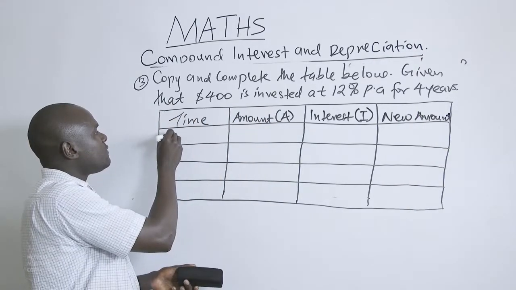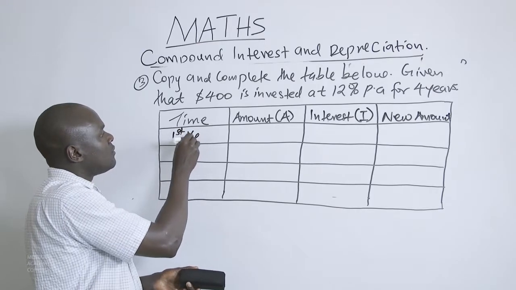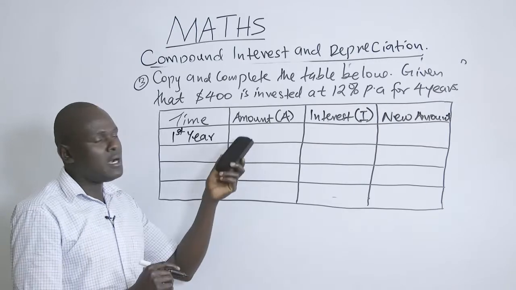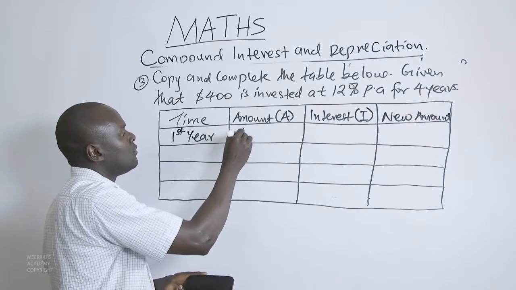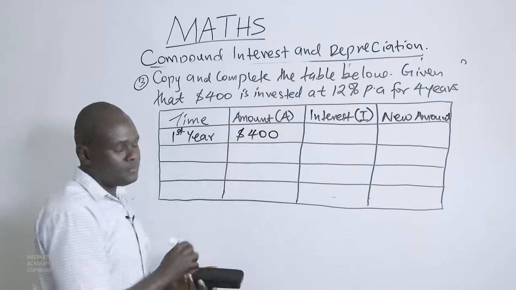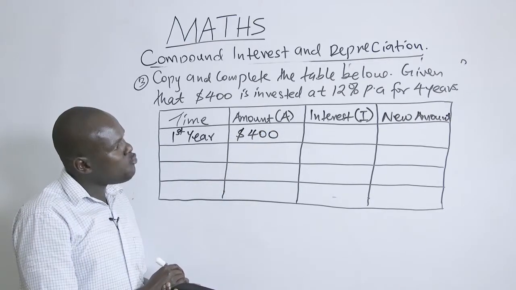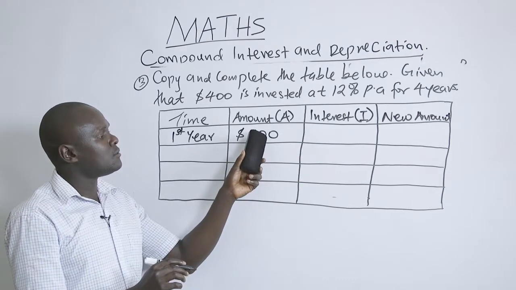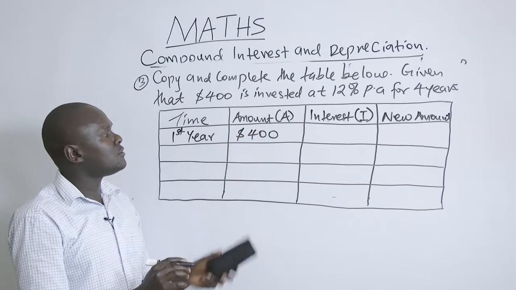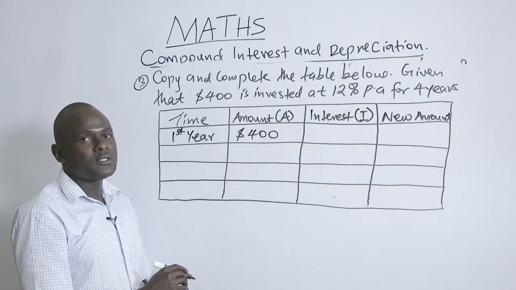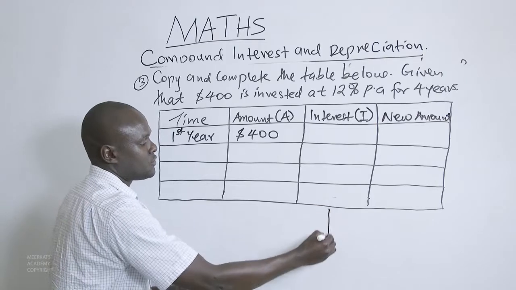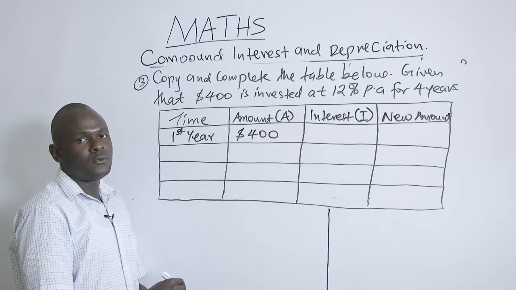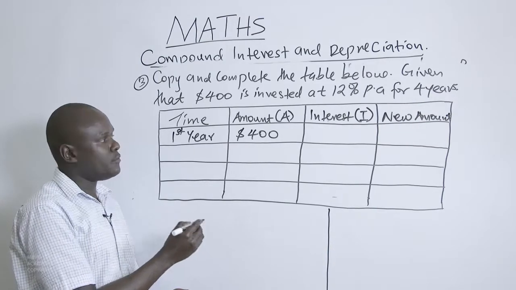Of course, here we have the first year. In this first row, we have the first year. And the amount in the first year is $400. How much interest are we going to get from this amount, given that we are going to use only the first year as the period? That is what we want to discover from this.